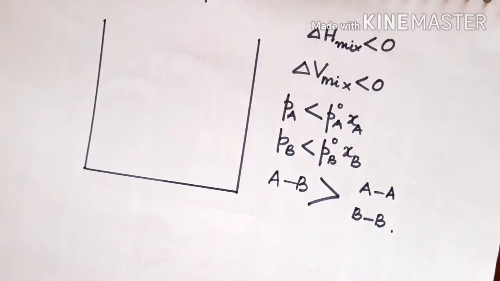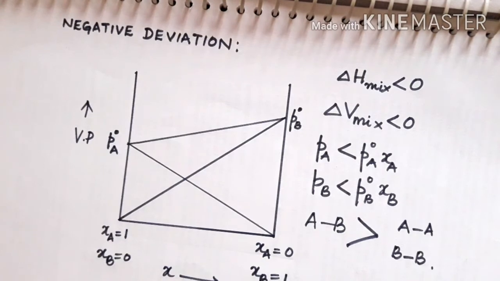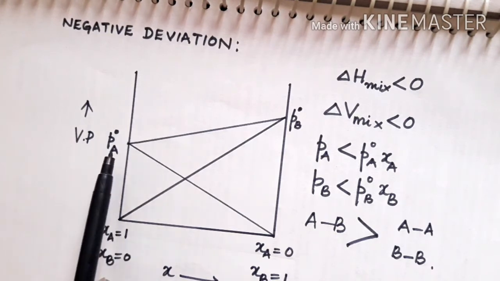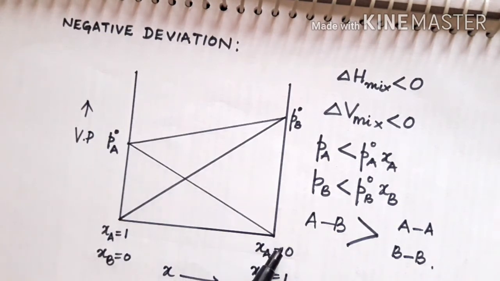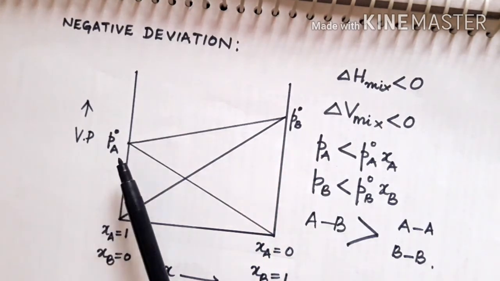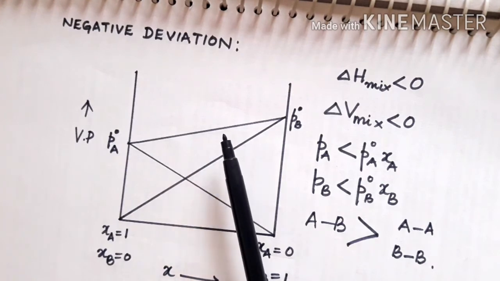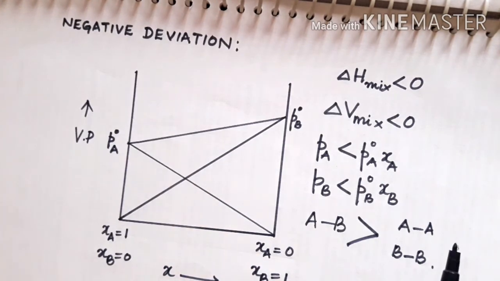This is depicted in the graph as follows. We have just drawn the case of ideal solutions. We learned that PA is equal to P0AXA, PB is equal to P0BXB, and P total or the P ideal solution is the sum of PA and PB. Now coming to the solutions which show negative deviation.